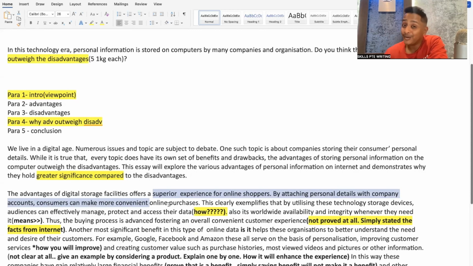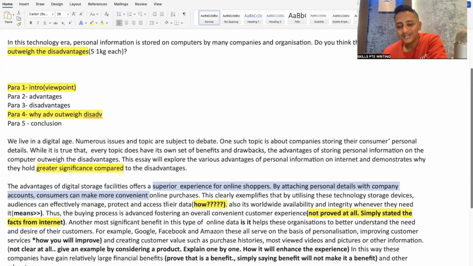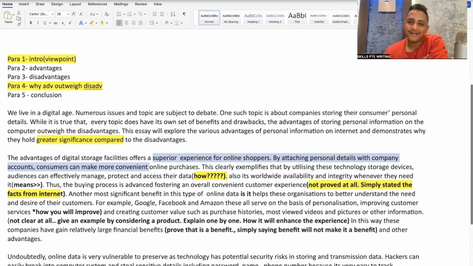A lot of people belong to this category. They try to just state the facts. Just stating the fact is not going to give any scores. You need to delve deep into it. Not so deep that you get your scores, but deep enough that whoever reads it will understand what this convenient online purchase means. This is not clearly explained.